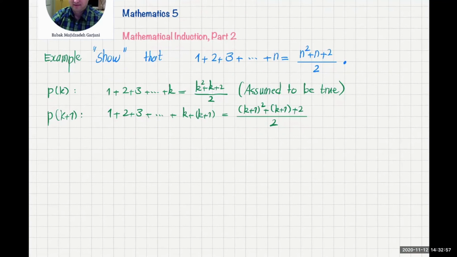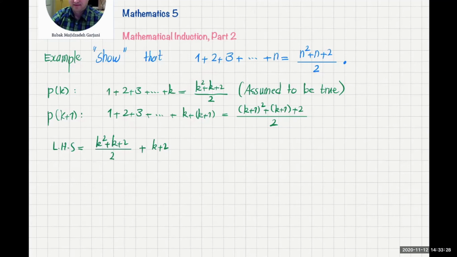Okay, my point is again as before, so let me just do this fast because you already know. I start from the left-hand side. Left-hand side is equal to, instead of this part, I put this one that I assume to be true. So it becomes k squared plus k plus 2 divided by 2 plus the next term, k plus 1. Yes, because I replace this with this, k plus 1 is left. So let me write k plus 1.